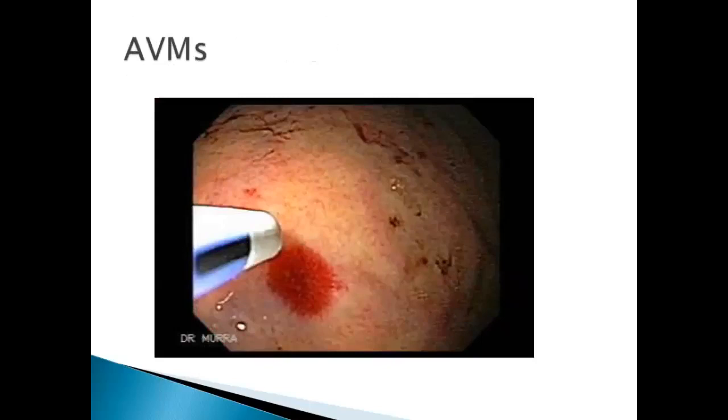And then this is an AVM, which is just telangiectasia, a malformed blood vessel, and then this is the probe that is going to be zapping it with cautery.